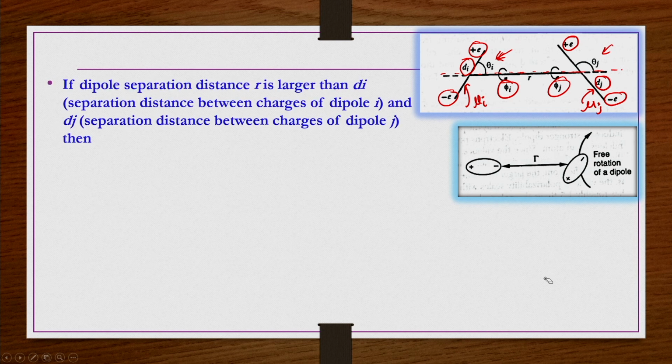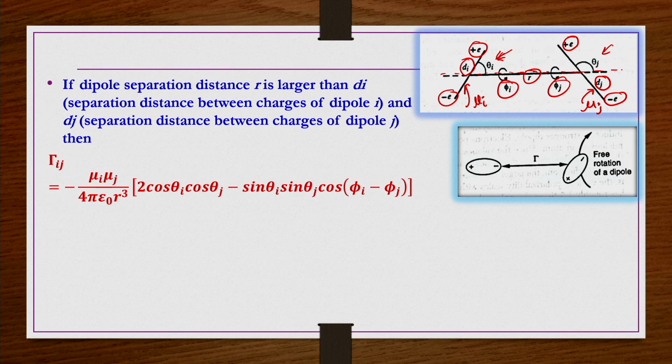this as well. Now, if the dipole separation distance is r, so these two dipoles with dipole moments mu i and mu j are separated by distance r, and this r is larger than d i or d j, then the average potential, for the orientation shown here, the intermolecular potential gamma ij, we can write as minus mu i mu j divided by 4 pi epsilon naught r cube, multiplied by 2 cos theta i cos theta j minus sin theta i sin theta j cos (phi i minus phi j). This is what we have.